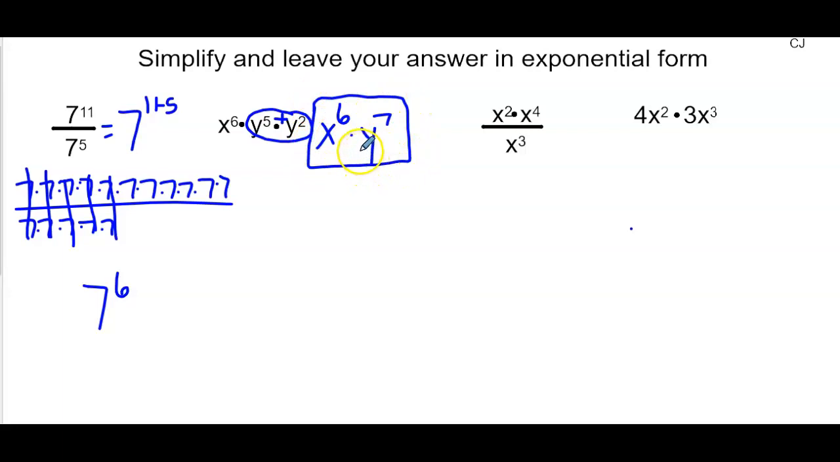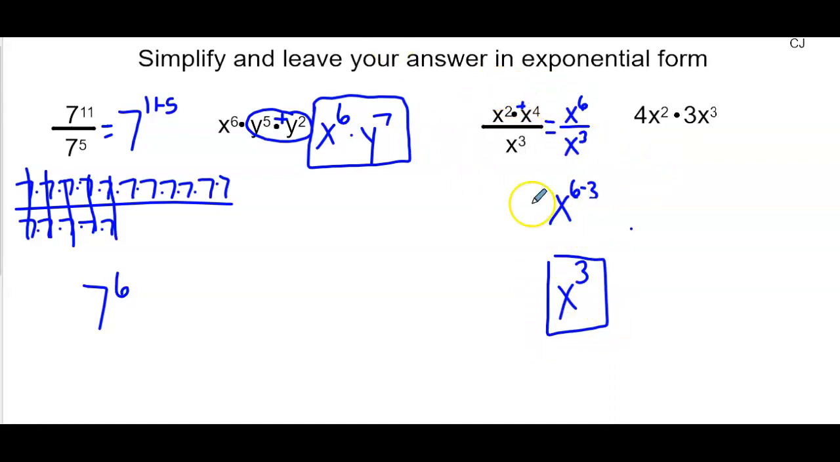All right, over here, this is kind of a two-step problem. For the top, we're multiplying with the same base, so the base stays the same, and we add the exponents. 2 plus 4 is 6. I'm just bringing down the x to the third. Now, our second step, we're dividing with the same base. So the base stays the same, and we subtract the exponents. And so our final answer here is going to be x to the third power.